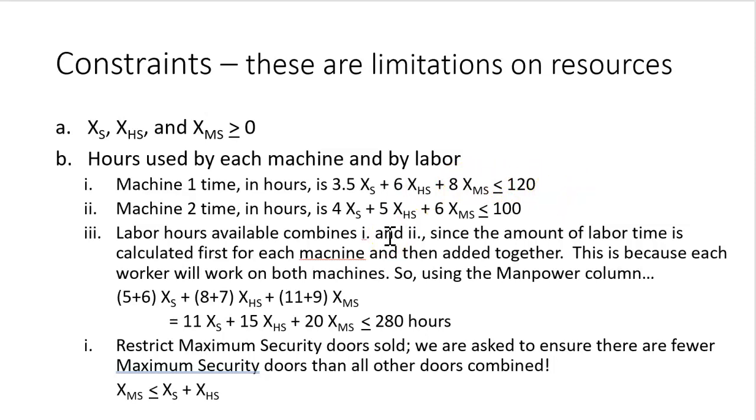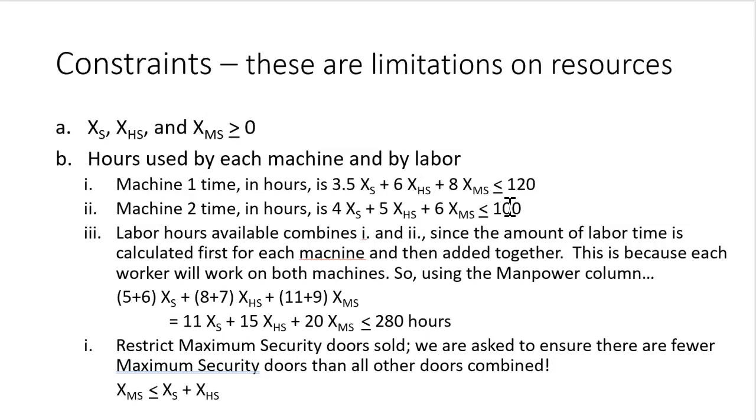I do the same for the next constraint, which is machine 2, which requires 4 hours for the standard doors, 5 for the high security, and 6 hours on that machine for the maximum. So I end up with a constraint of less than 100 hours.